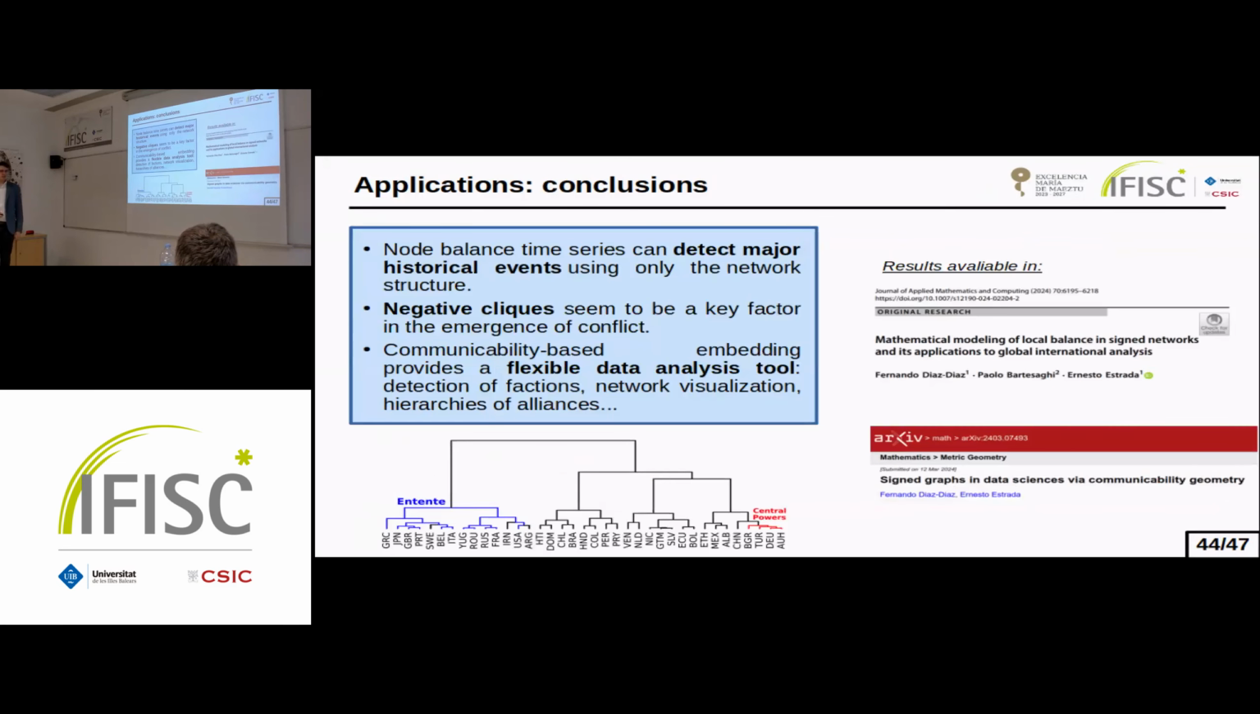So this finishes the part about applications, and the key messages here are that local balance is correlated with historical events taking place in countries, that negative cliques seem to be the reason why this is happening, and that, on the other hand, the communicability angle can be used as a similarity, a correlation, or a distance matrix in order to perform data analysis over signed networks. The papers where you can find these results are the same I mentioned in the structure part.